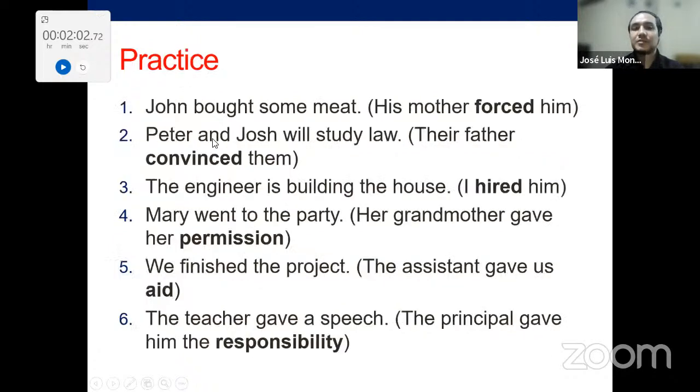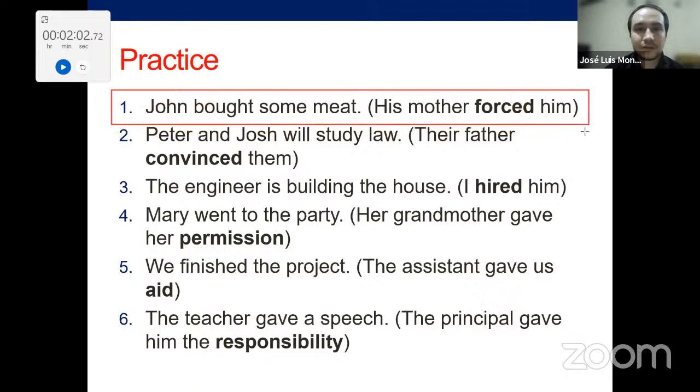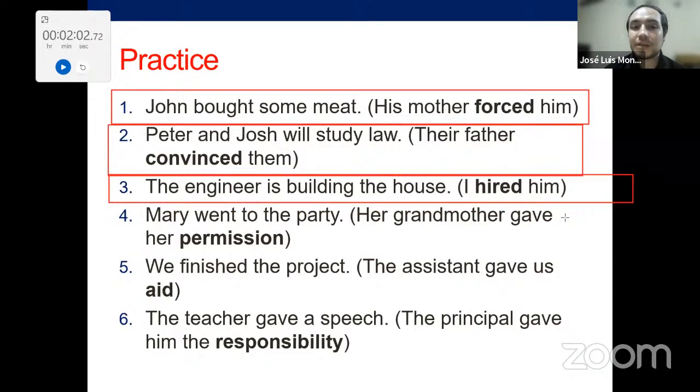Let's go back to this place. So good, we have 3 so far, right? And they were correct. Yeah, number 2 and number 3. I'm going back to you then, please, Karen. What do you say about number 4? Okay, Mary's grandmother let her go to the party. Correct. Very good. No observations.